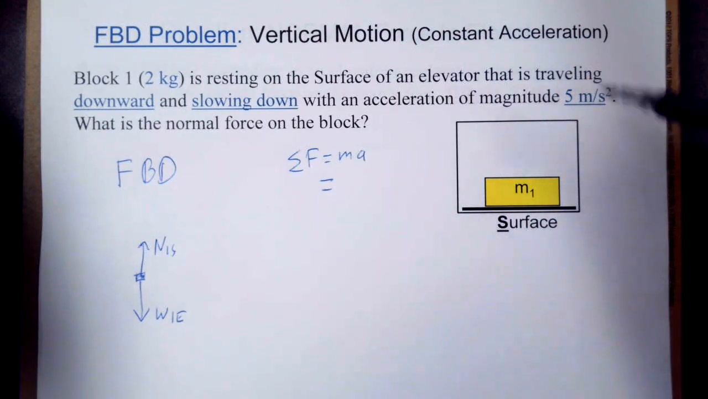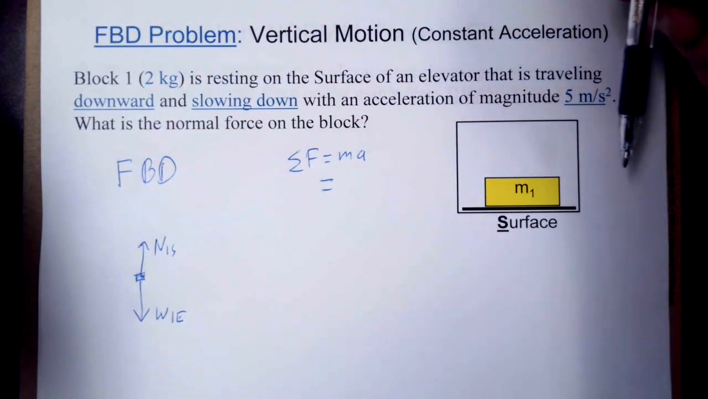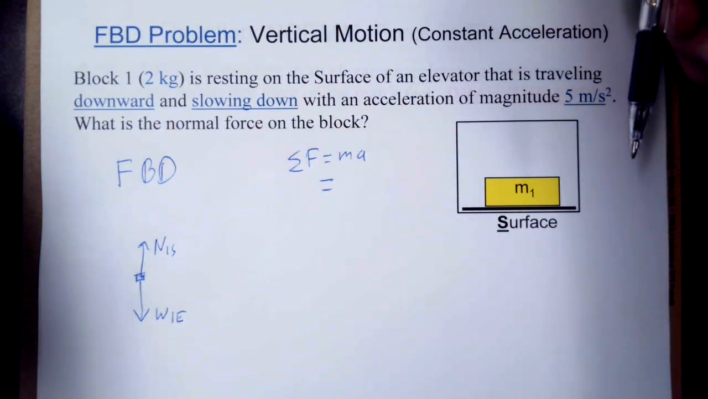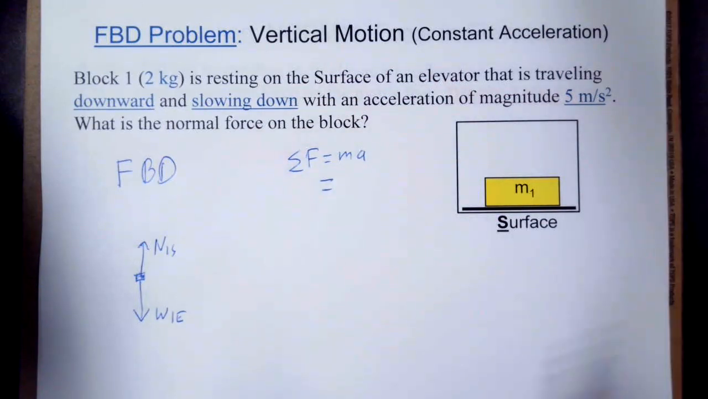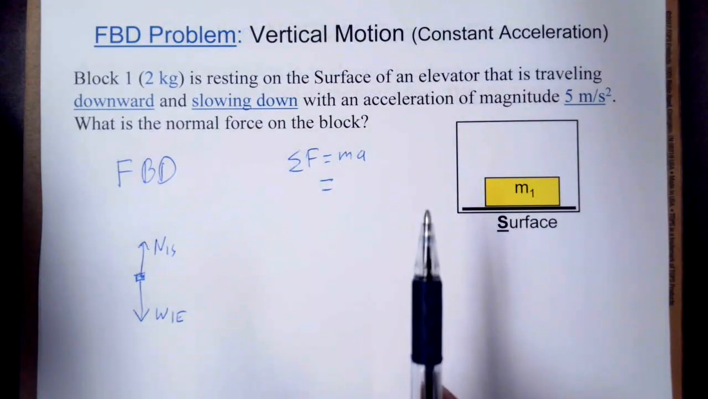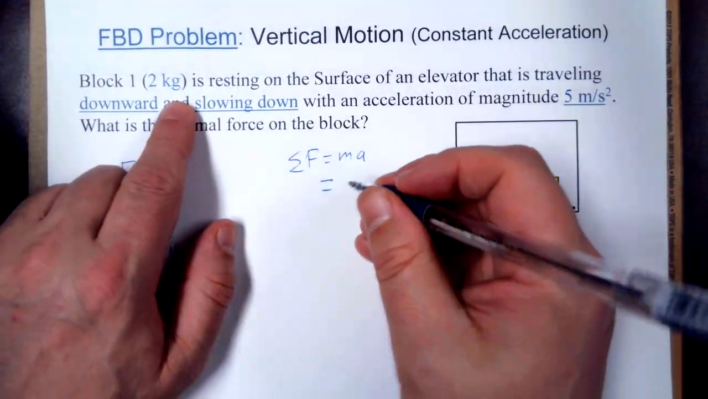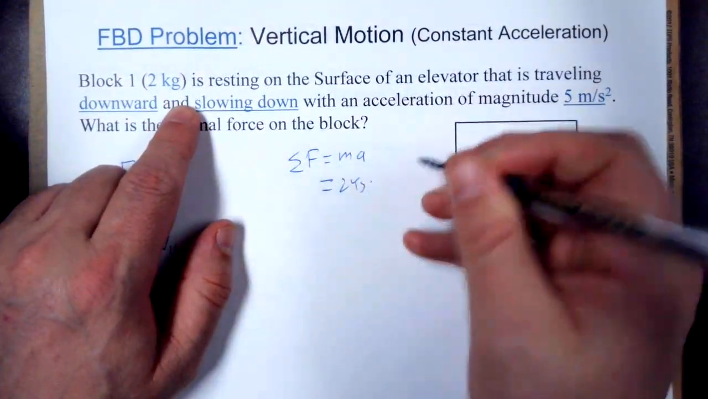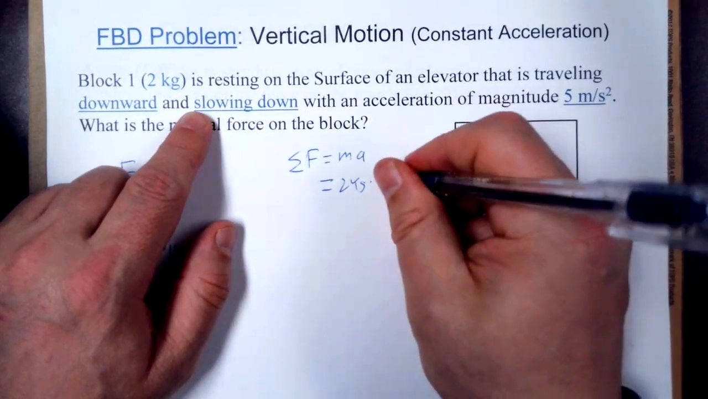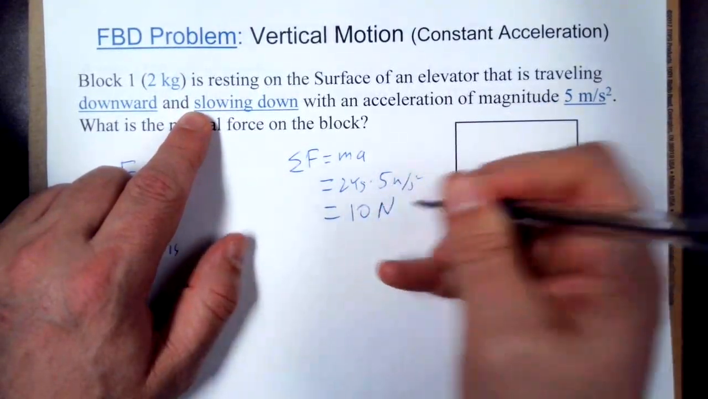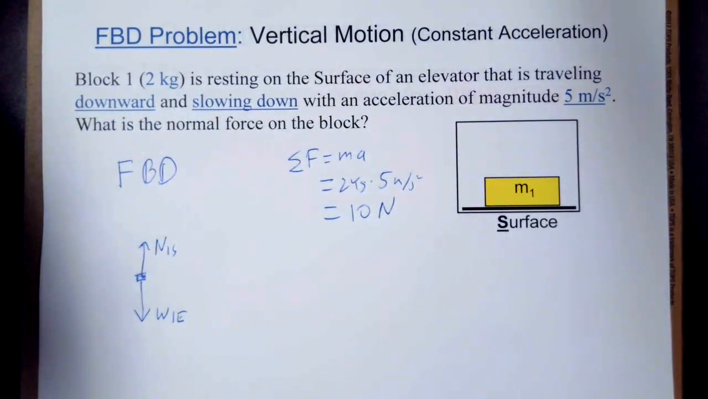So the elevator is traveling downward, and it is slowing down. So its velocity is negative, and it's slowing down, so that means the acceleration is positive. So the acceleration is up here. So that means the mass is 2 kilograms. The acceleration is 5 meters per second squared. So that means the net force here, the sum of the forces, has to add up to be 10 newtons.